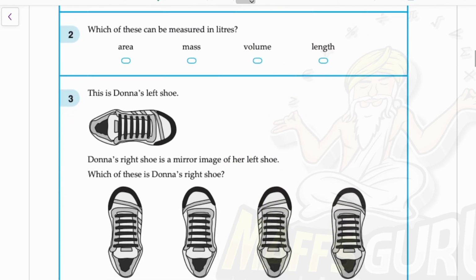Which of these can be measured in litres? Now, litres is basically a capacity. So we're looking for things that are three-dimensional in shape, not length, not mass, because that's not area. It is in fact volume. It can be measured in litres, or more specifically capacity, funnily enough.